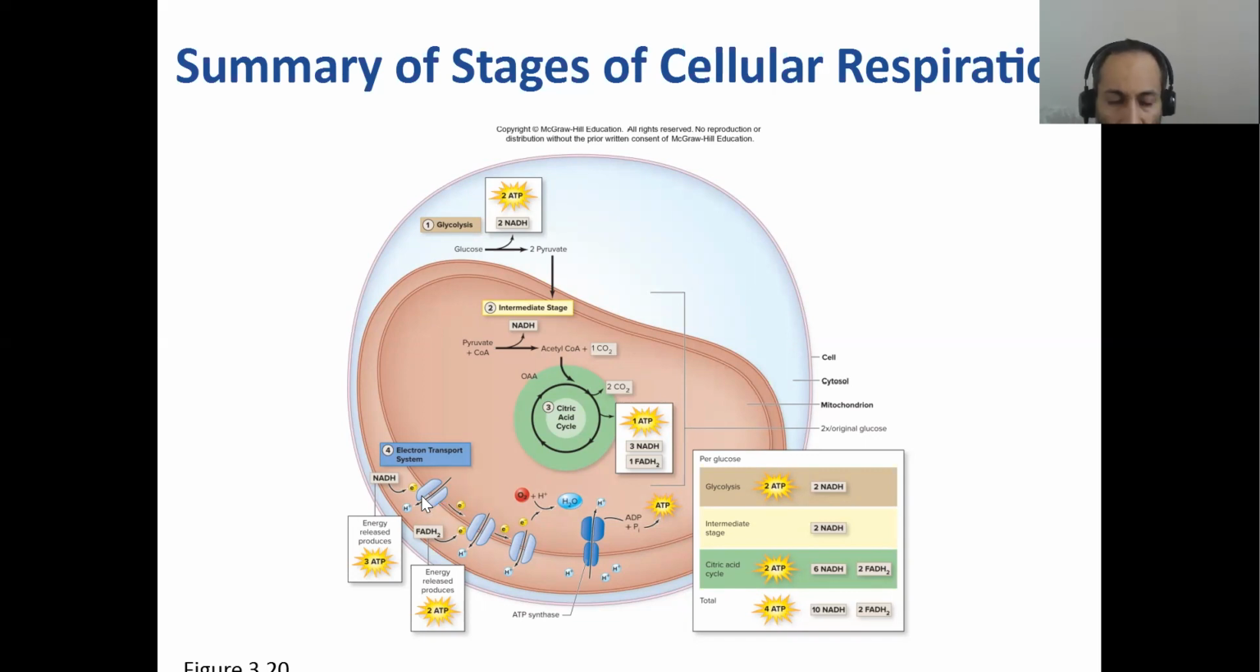What happens here is that those two substances that were formed during the citric acid cycle, NADH and FADH2, donate electrons to this membrane here inside of the mitochondrion. Now, these electrons are being passed from one electron acceptor to the other, like this. You can see it here in the pictures, right?